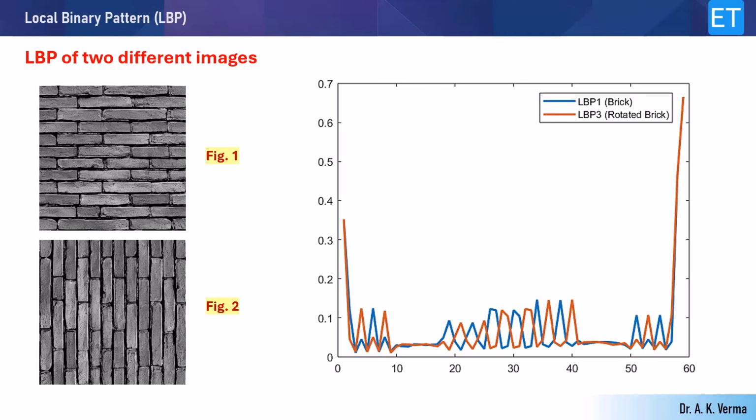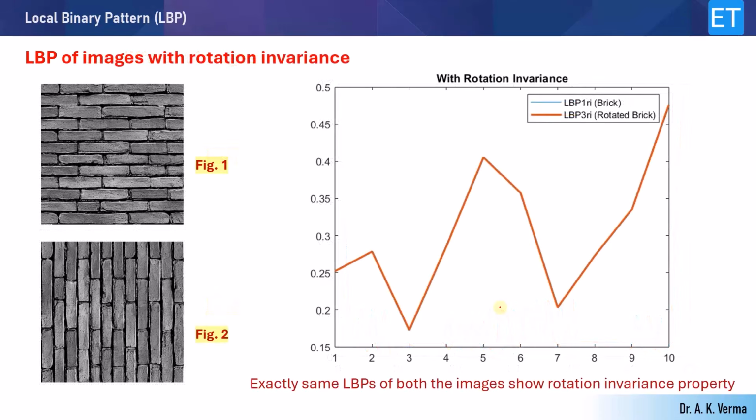Now consider this case. Here figure 2 is a rotated version of figure 1, and here I am not considering rotation invariance. So in this case LBP considers these two images as different images. That is simply clear by seeing these two LBPs. They are not exactly the same, they are entirely different.